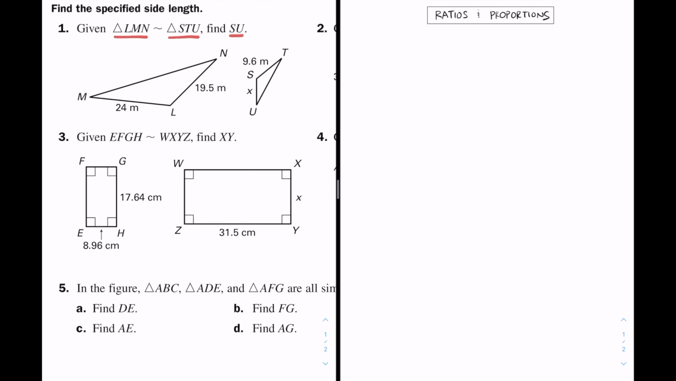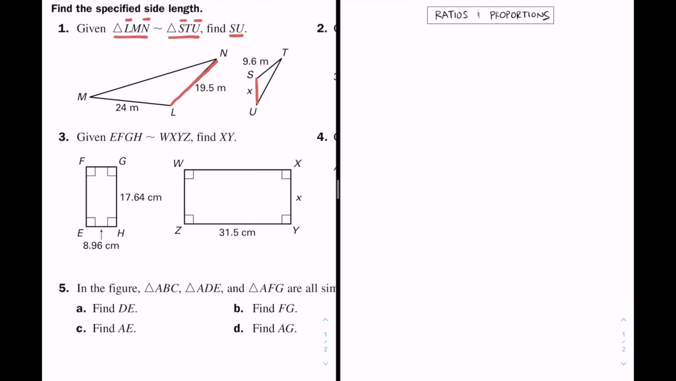Now keep in mind SU here is going to be the first and third letter of this triangle. So we have the first and third letter, that's SU. And so that's got to correspond with the first and third letter of LN, right? The two letters L and N. So those two must correspond with each other.